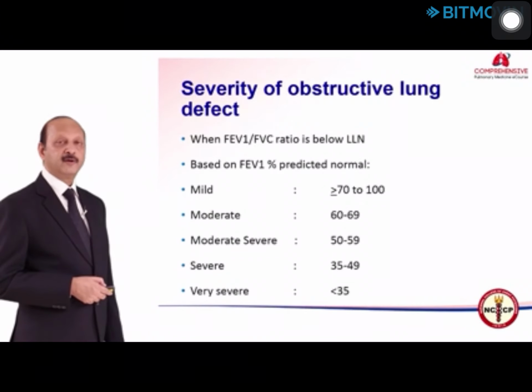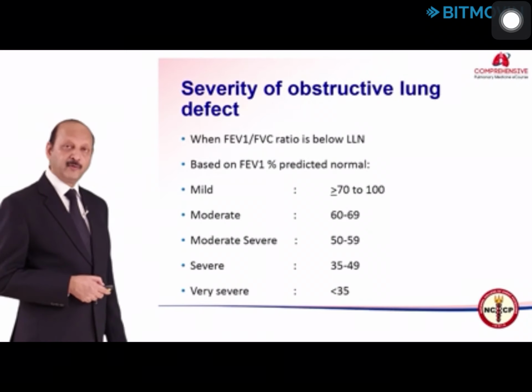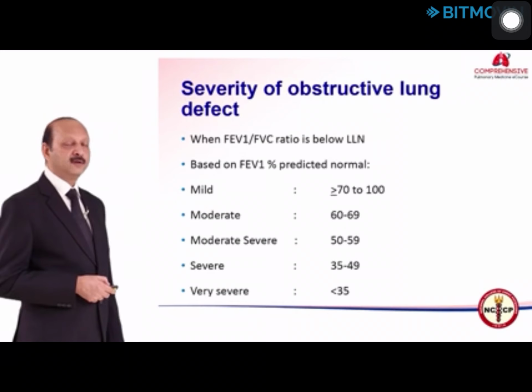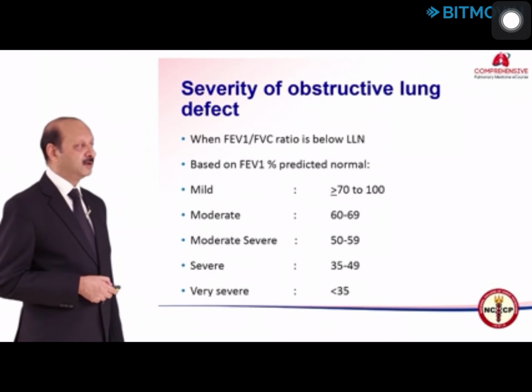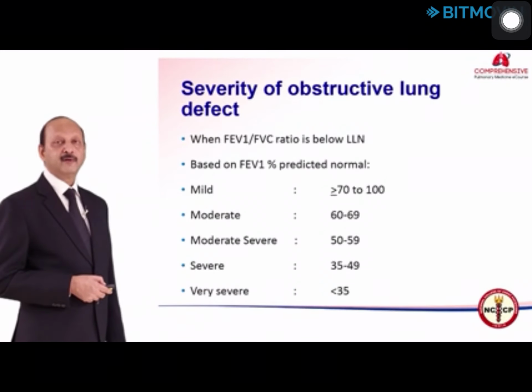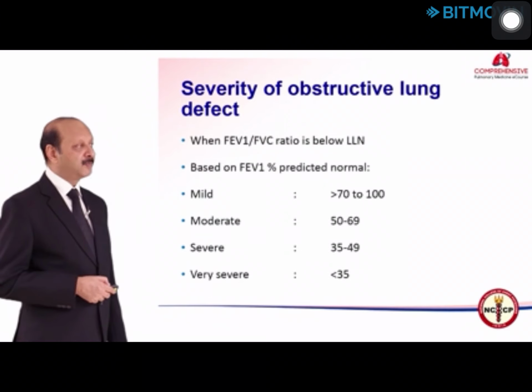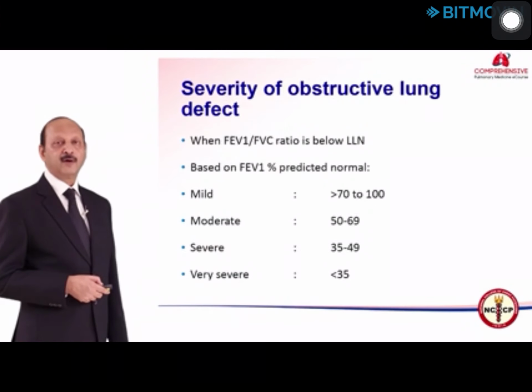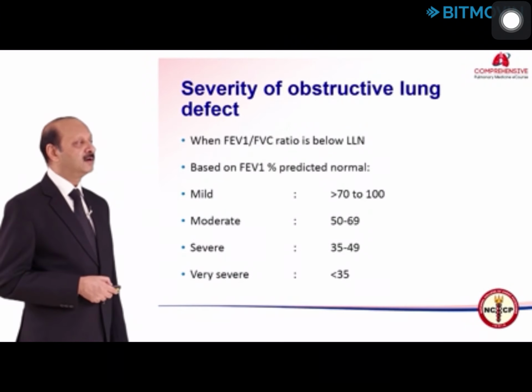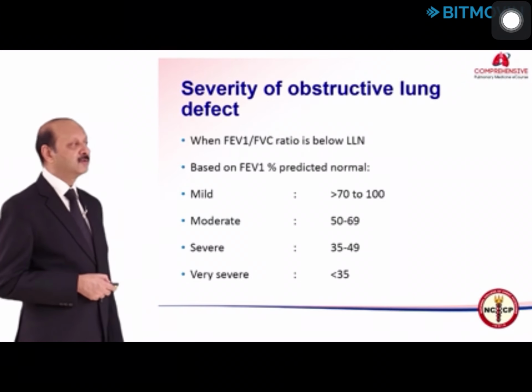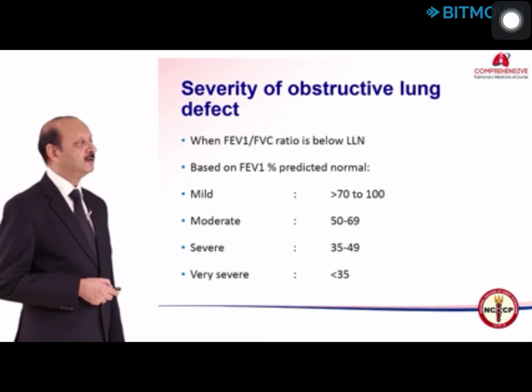In case the FEV1 as a percentage of predicted normal is more than 70% to 100%, we call it mild obstruction. If it is 60 to 69%, we call it moderate. 50 to 59, we call it moderately severe. 35 to 49, we call it severe, and less than 35 as very severe. For ease, we combine moderate and moderately severe, and then the values are: mild more than 70%, moderate 50 to 69, severe 35 to 49, like that.